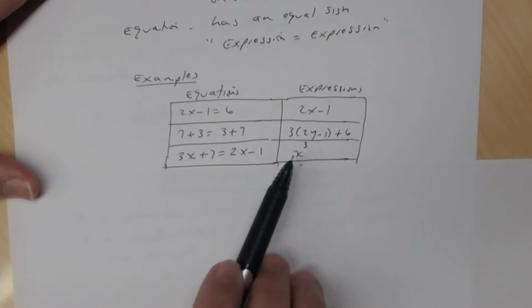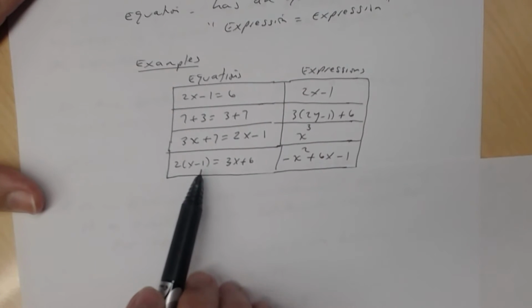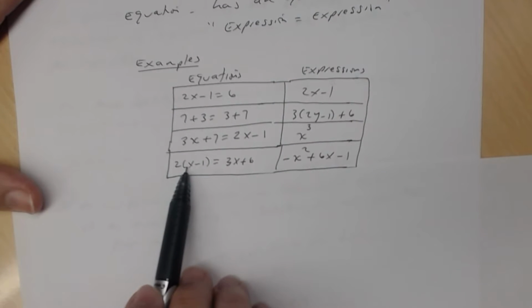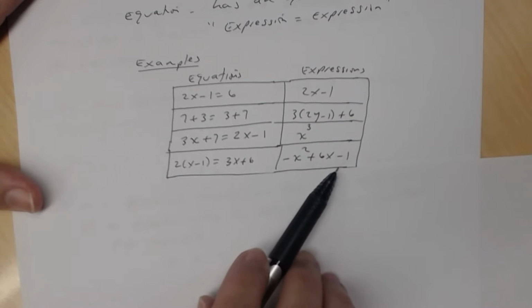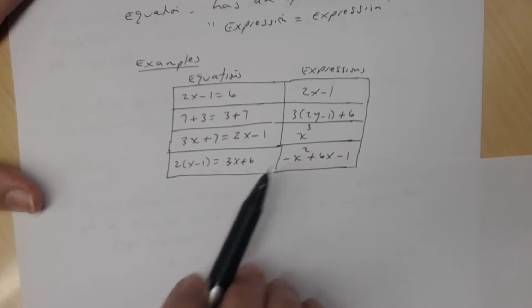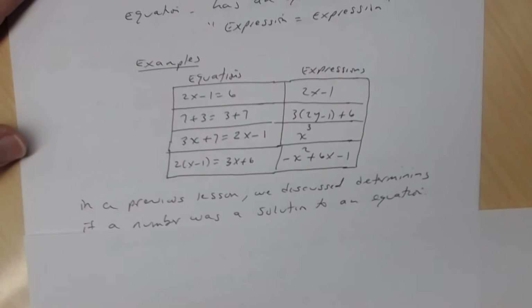This is x cubed. And over here we have this equation. Notice the parentheses, so at some point we would need to use the distributive property. And notice that over here, this is just an expression because there's no equal sign. All right, so these were examples of equations and expressions.